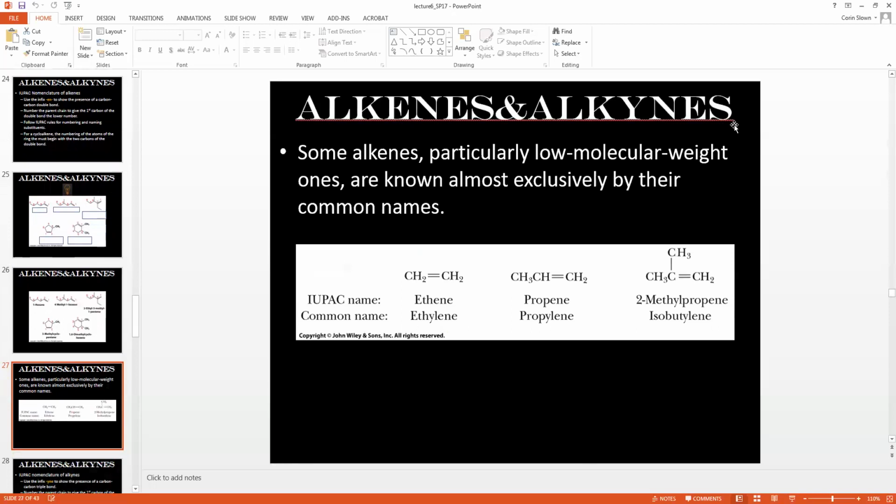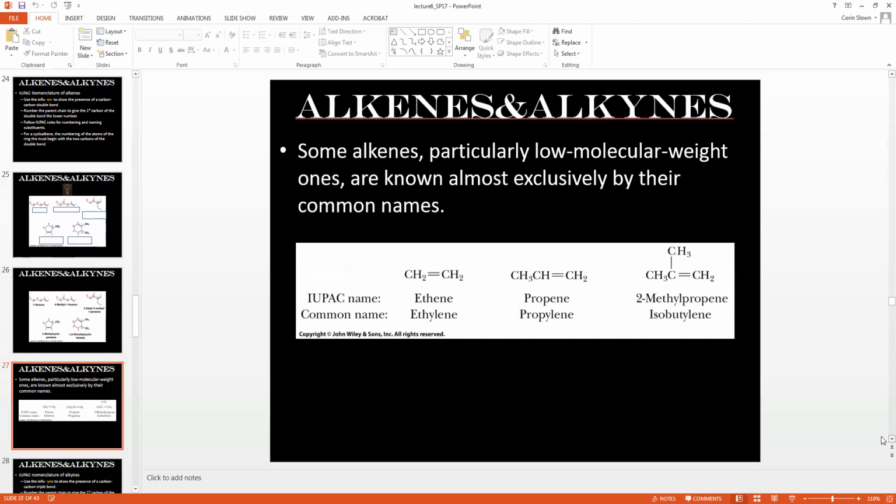Some alkenes, particularly low molecular weight ones, are known almost exclusively by their common names. So things like ethylene, propylene, and isobutylene, these are what we think of as the original names of these molecules. Their IUPAC names are ethene, propene, and 2-methylpropene. So we want to make sure that we're comfortable using either term.